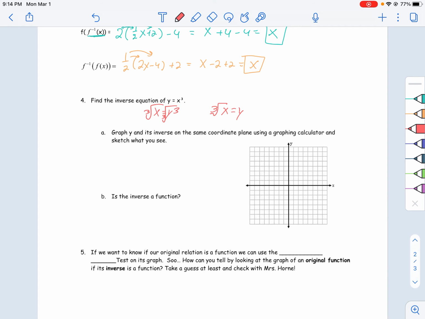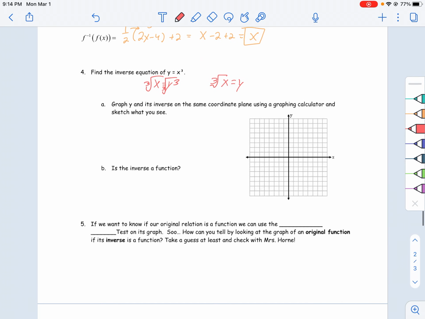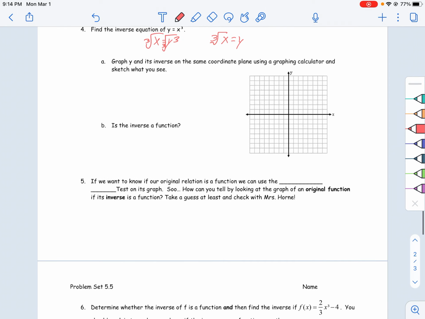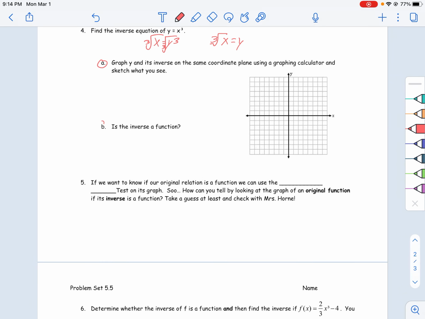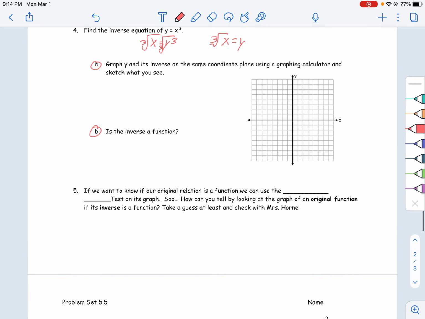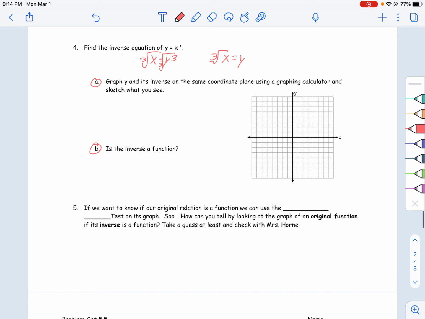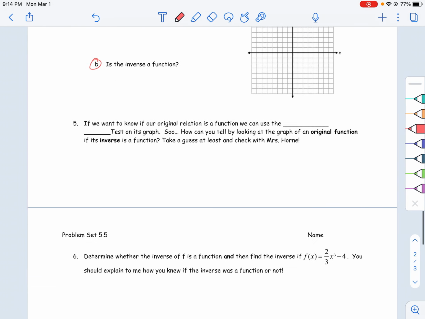It says graph y and its inverse on the same coordinate plane using a graphing calculator and sketch what you see. Is the inverse a function? So I want you on a graphing calculator or in Desmos, either one is great. I use Desmos. Go ahead and graph both the inverse function and the original function and verify that they are in fact inverses of each other.